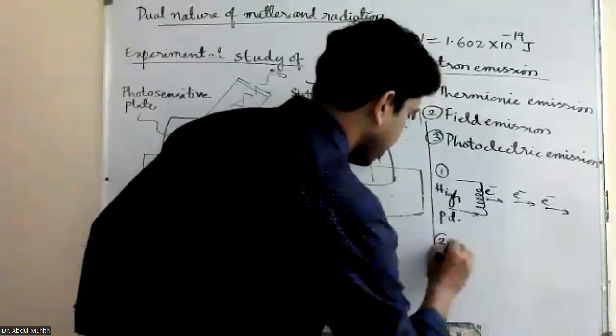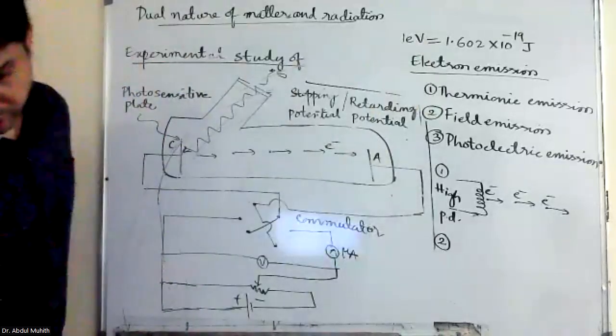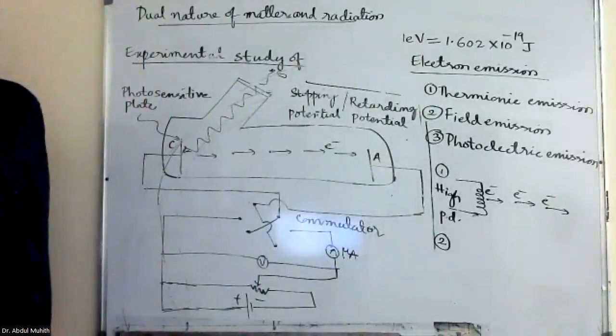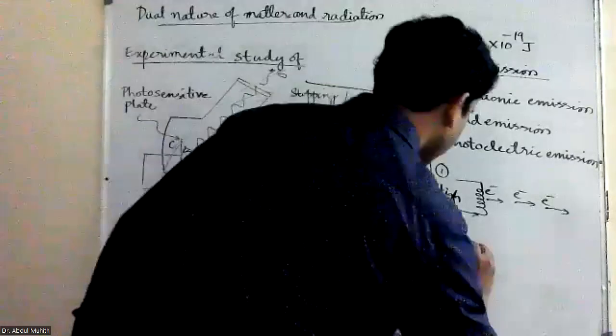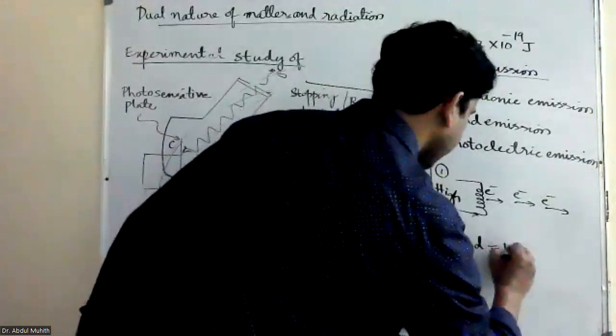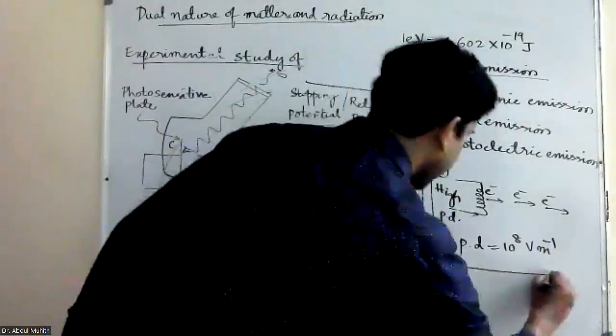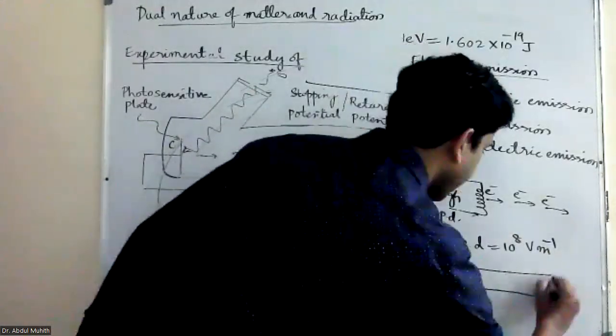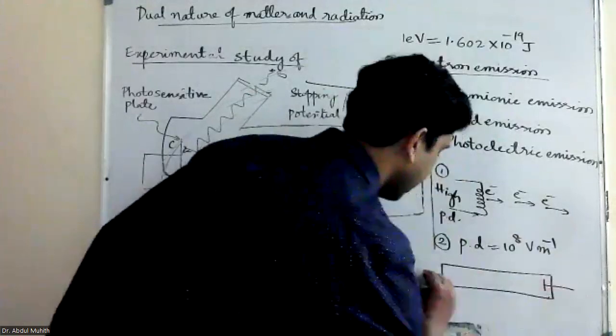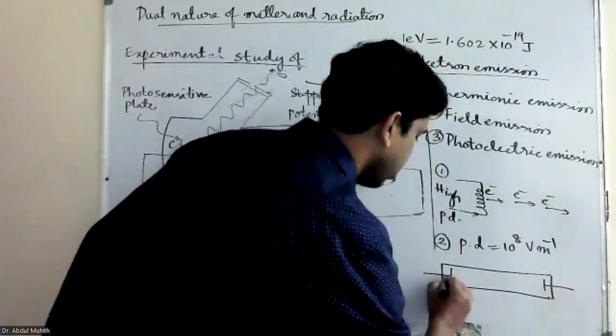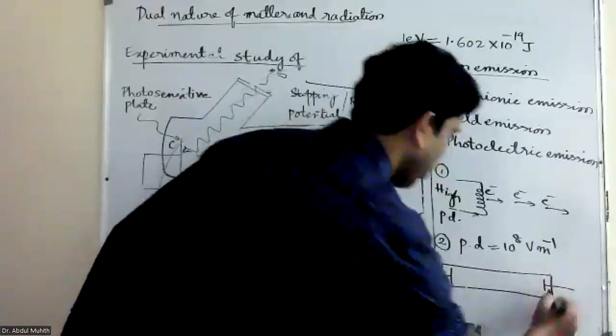The second one, what are we doing? That is about field emission. In field emission, we are applying a potential difference of approximately 10 to the power of 8 volt per meter between the two plates, like a tube light. Have you seen a tube light? We have two plates here. One is the cathode plate, one is the anode plate. C for cathode, A for anode.